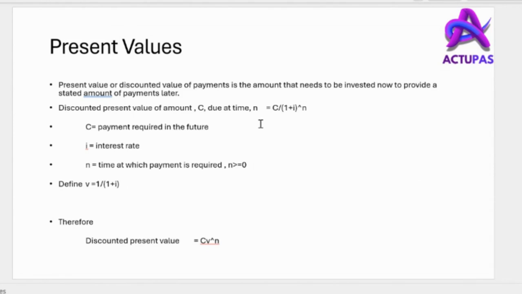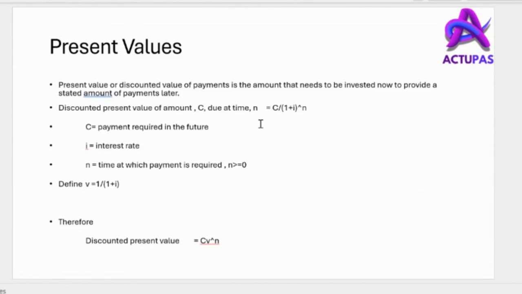Now we move on to present values. We've talked about accumulated values where we're using simple interest and compound interest to determine the accumulated value. So the accumulated value is the amount in the future that you get when you invest a certain amount, the capital, at a particular interest. Then the present value is like the opposite. It is the amount that needs to be invested now to provide a stated amount of payments later.